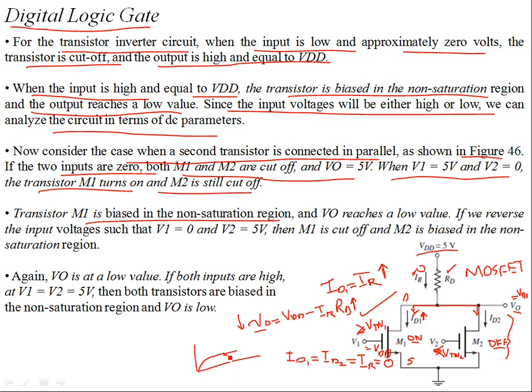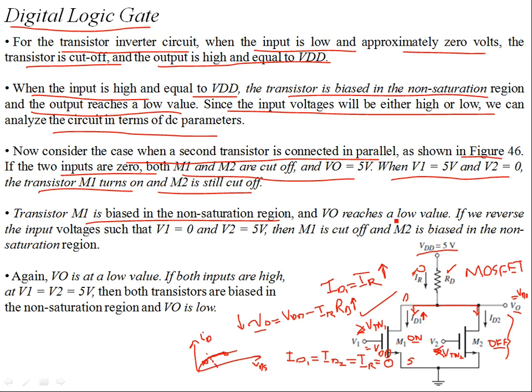Although initially your VDS could be in the sat region, it goes on decreasing as your input voltage is increasing. So you might get your transistor to operate in the non-sat region instead of the saturation region, because VDS is decreasing. This axis is VDS, and the vertical axis is ID. That's the basic idea behind the inverter circuit.